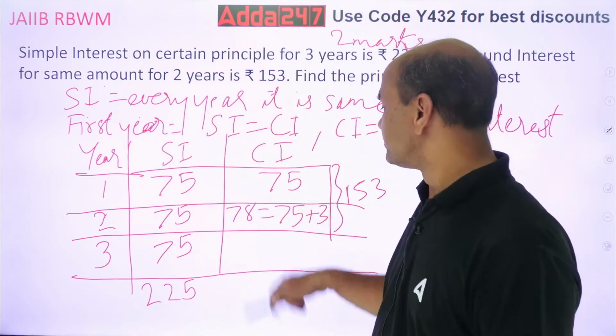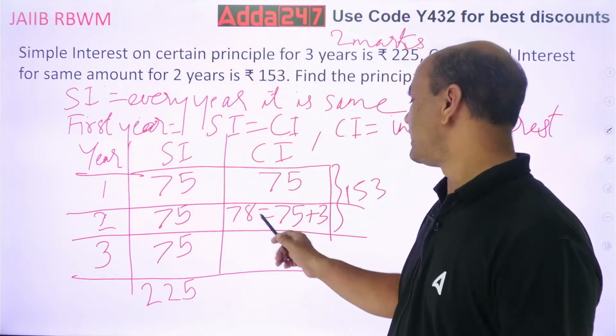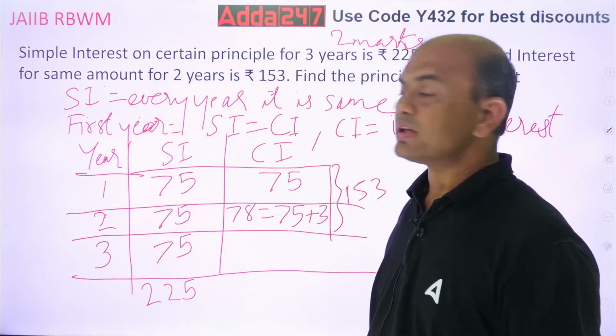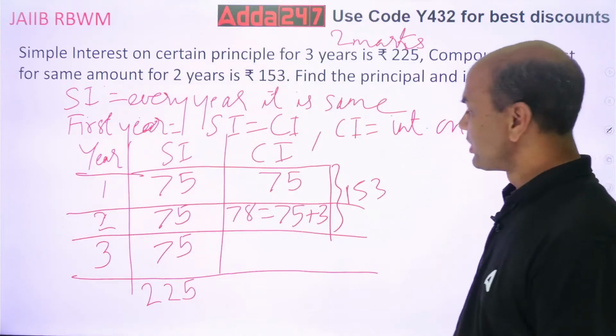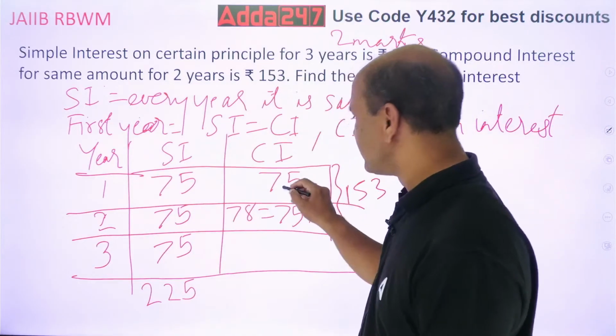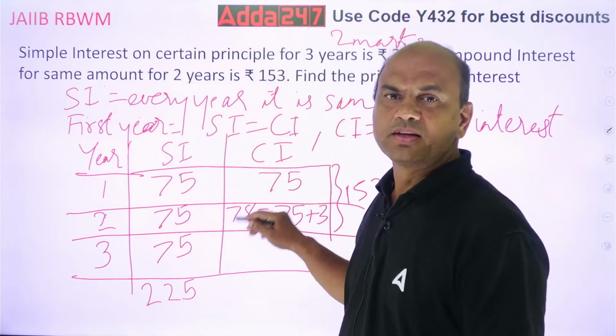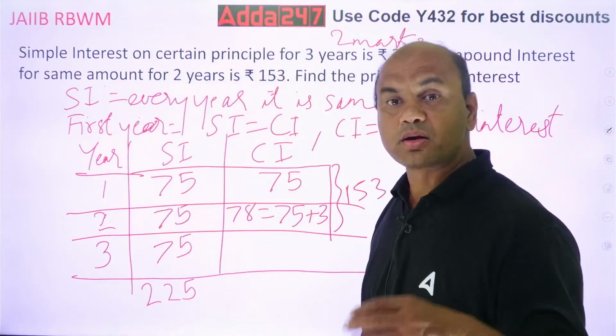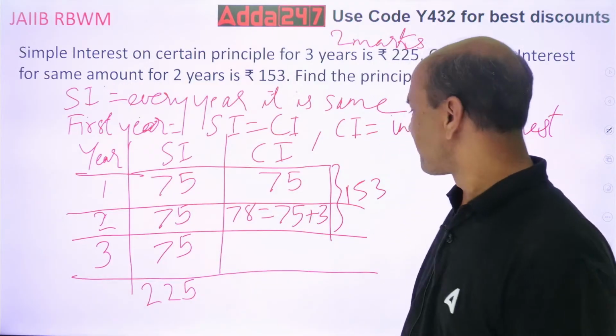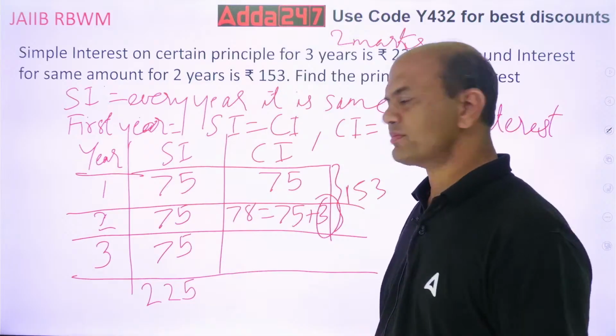Okay, so 75, then 78, 75 plus 3. Now this third part will be checked, interest on interest. Now what is this 3 rupees? See, 75 was the same over here. Next year also I should have got 75 only, but I got 3 rupees extra. Why this 3 rupees extra?